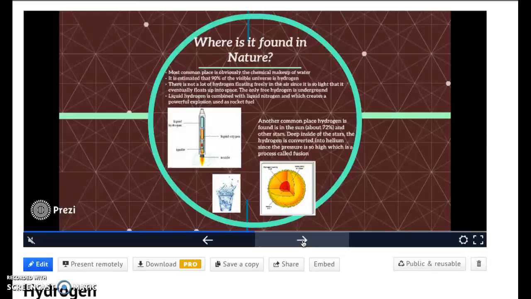Another common place hydrogen is found is in the sun, about 72%, and other stars. Deep inside of the stars, the hydrogen is converted into helium since the pressure is so high, which is a process called fusion. Liquid hydrogen is combined with liquid nitrogen and creates a powerful explosion used as rocket fuel. Here is a little diagram of a rocket that is powered by liquid nitrogen and liquid hydrogen.